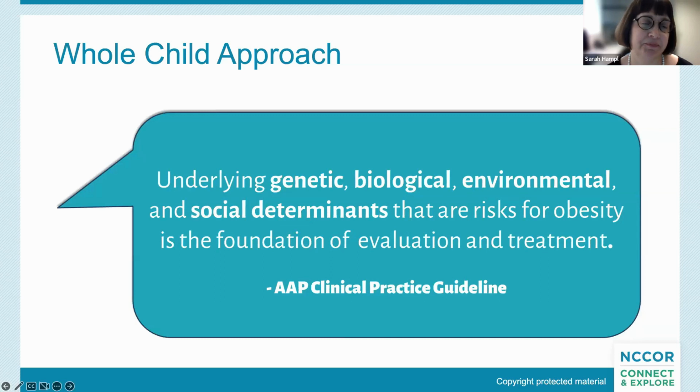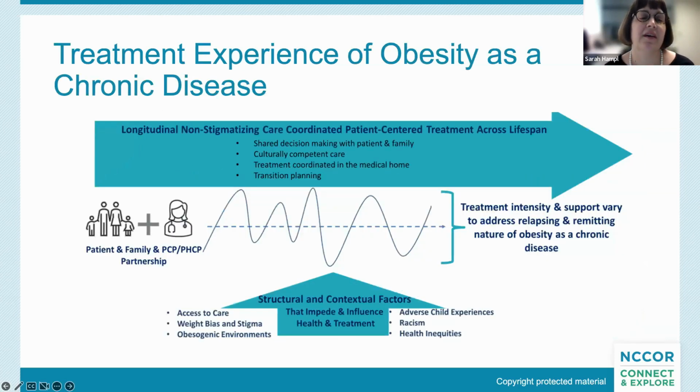Next slide, please. So this is a nice graphic that demonstrates the chronic care nature, the need for longitudinal treatment of this chronic disease that includes the recognition of structural and contextual factors that lead to obesity, as well as influence the child's overall health and their ability to be successful in treatment, and also recognizes the important role of the family in shared decision-making with the provider.